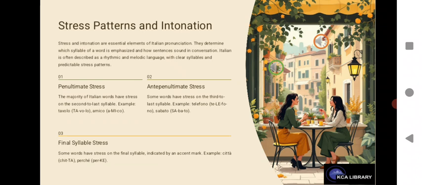Three, final syllable stress. Words with the stress on the final syllable usually show it with an accent mark. Examples: città, city. Perché, why, because. Tip: correct stress is crucial because it can change the meaning of words and make your Italian sound natural and melodic.